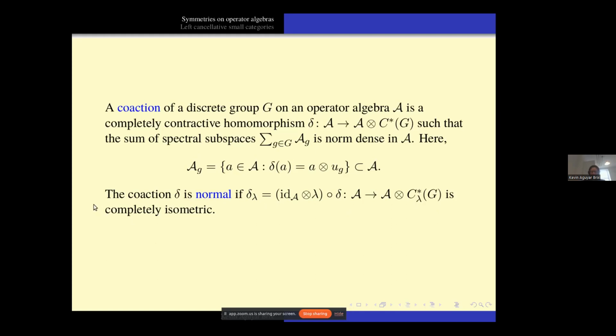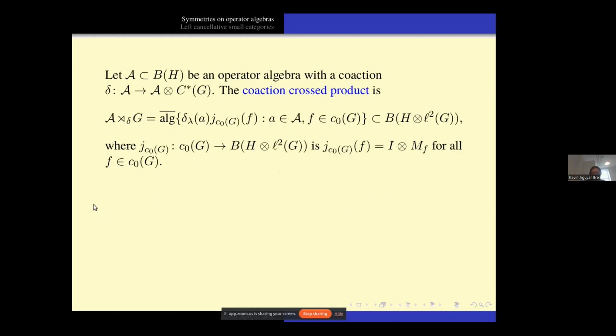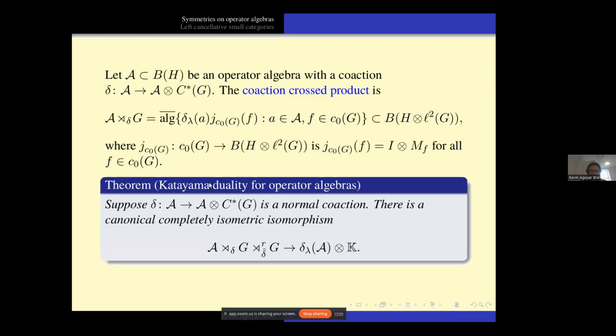Yeah. I'll try to be very brief with this next thing. I want to get back to our theorem and then spend a few minutes on our proof. Our proof uses a Katayama duality for operator algebras.